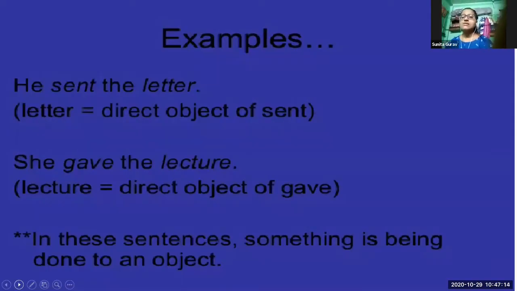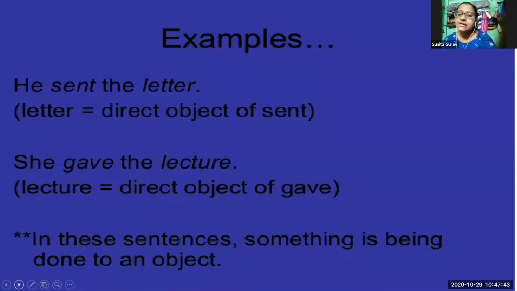Now we will see some more examples, children. He sent the letter. Now letter is a direct object of the sentence. Here sent is the main action, and that is having the letter as a direct object. She gave the lecture. Now lecture is a direct object of the word gave. Gave means the action of giving is denoted over here.